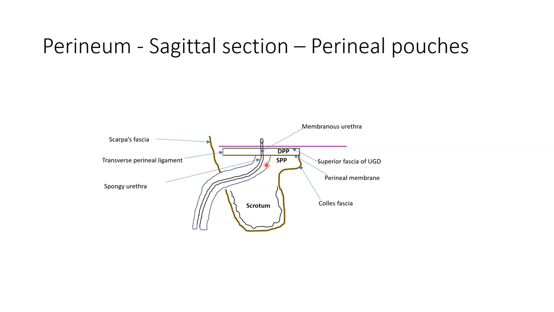bulbospongiosus. So this part is called the membranous urethra in relation with deep perineal pouch and the spongy urethra in relation with the bulbospongiosus, and its continuation in the penis you can see the penile urethra, and above you are seeing the pelvic diaphragm. So this will give you a view that the deep perineal pouch is a closed space, the superficial perineal pouch is closed posteriorly, and anteriorly it is continuous and extends into the lower part of the anterior abdominal wall, passing through the scrotum and along the penis.